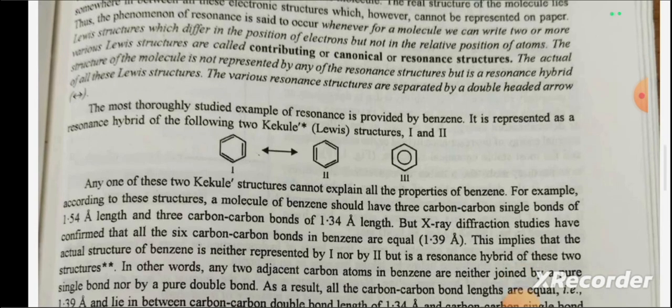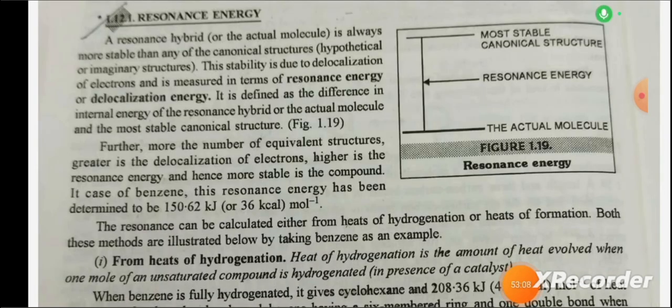Resonance energy. A resonance hybrid is always more stable than any of the canonical structures. This stability is due to delocalization of electrons and is measured in terms of resonance energy or delocalization energy. It is defined as the difference in the internal energy of the resonance hybrid or the actual molecule and the most stable canonical structure. Further, the more the number of equivalent structures, the greater the delocalization of electrons. Higher is the resonance energy and hence more stable is the compound.